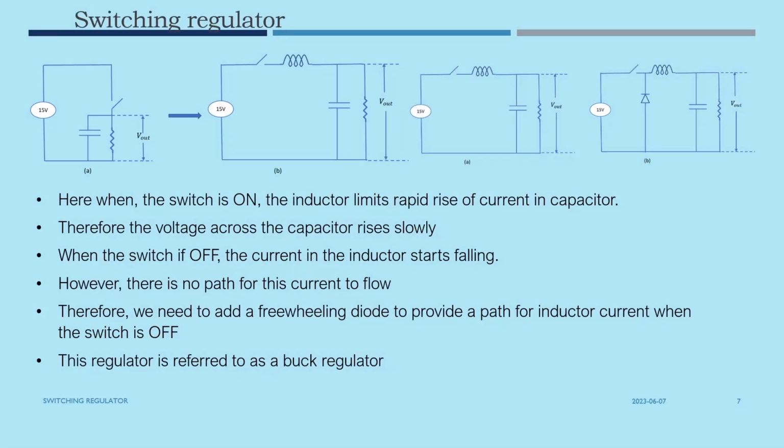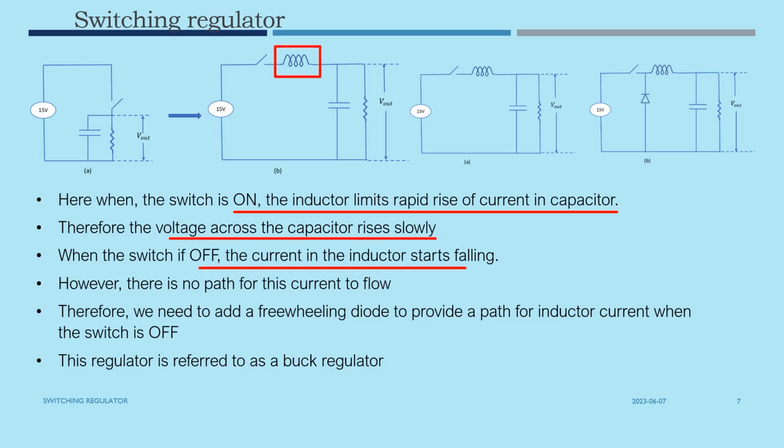In order to get a steady DC output, let us use an inductor in series with the load. Now, when the switch is turned on, the inductor limits the rapid rise of current in the capacitor. This means that the capacitor slowly charges. When the switch is turned off, the current in the inductor starts falling. However, there is no path for discharge. If we add a diode in the circuit, then we can provide a path for the inductor current to freewheel when the switch is turned off. The circuit obtained is called a buck regulator circuit.